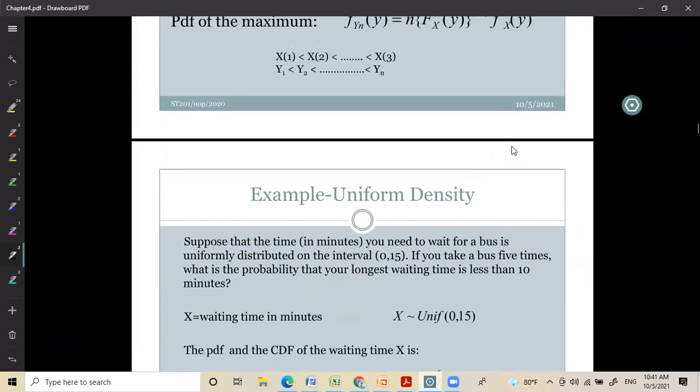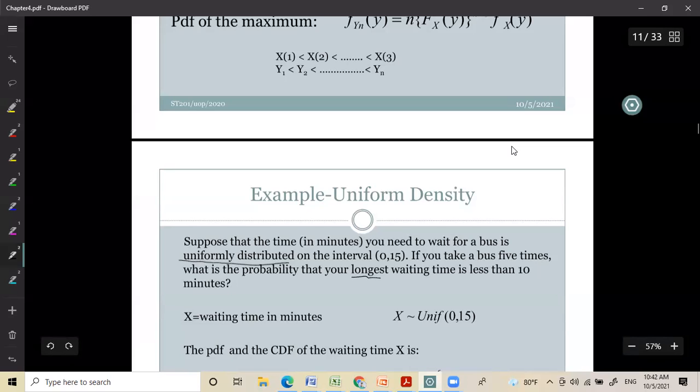When you see this uniform distribution, you should get the idea in your head: what is the CDF, what is the PDF? If you take a bus 5 times, what is the probability that your longest waiting time is less than 10 minutes? Now it is not that the waiting time is less than 10 minutes. It is the longest waiting time. So you should be very careful. The waiting time is uniform, but you have to find the longest waiting time. The longest waiting time, what is it? This is the max, right?